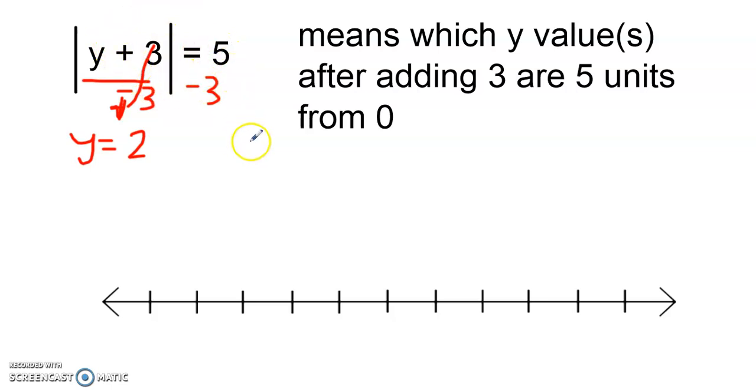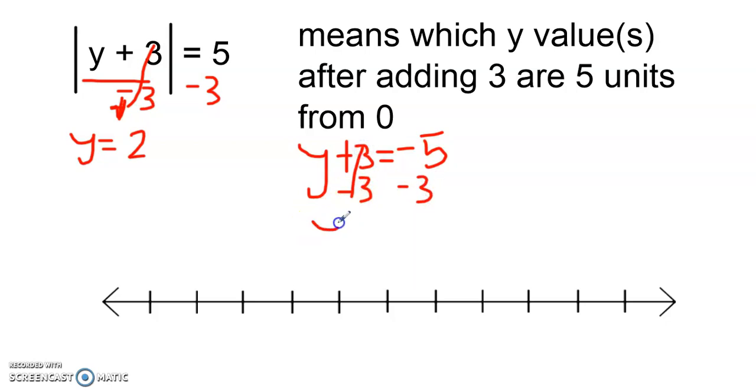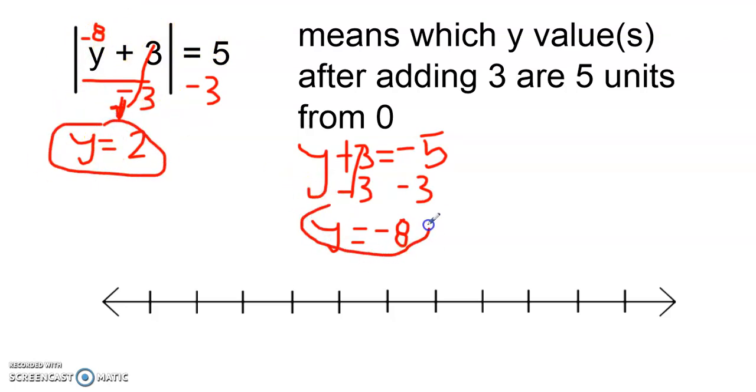Now we need to do the negative version. So we have y plus 3 equals -5. So we are going to solve this exactly the same way. Subtract 3 on both sides, and y equals -8. Now if we put this -8 back in here, we'll get -8 for y, plus 3, and that's going to be -5. And then that's going to pop out positive. So remember, you're always going to have two different solutions for absolute values.